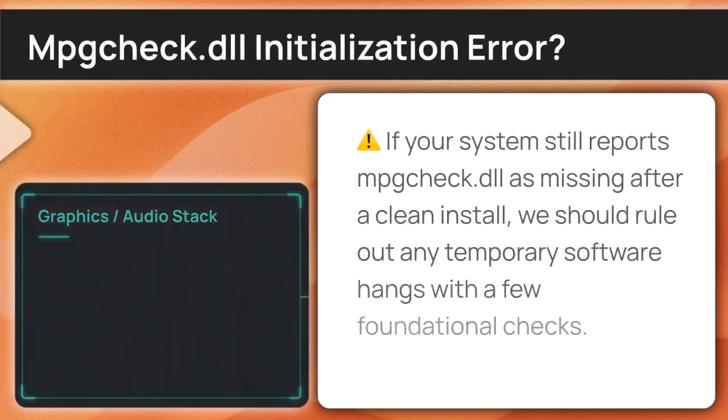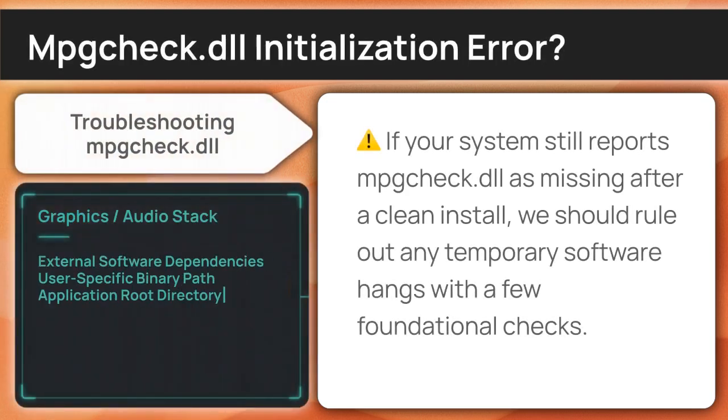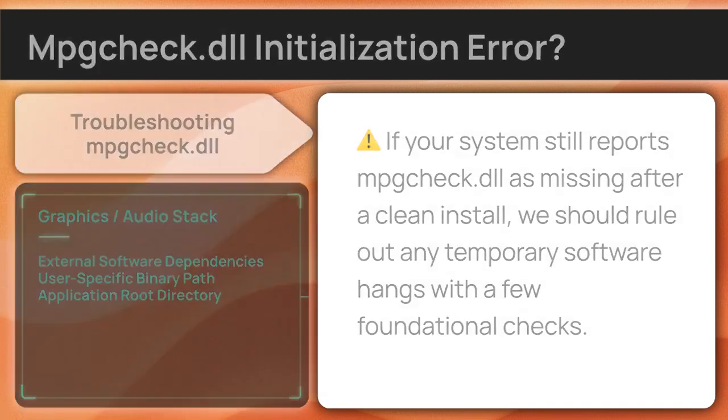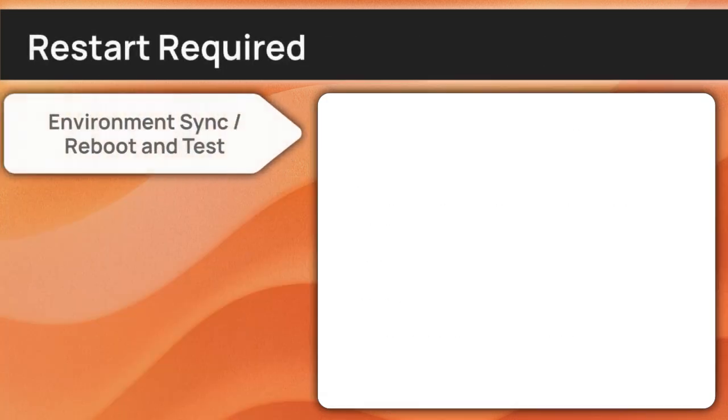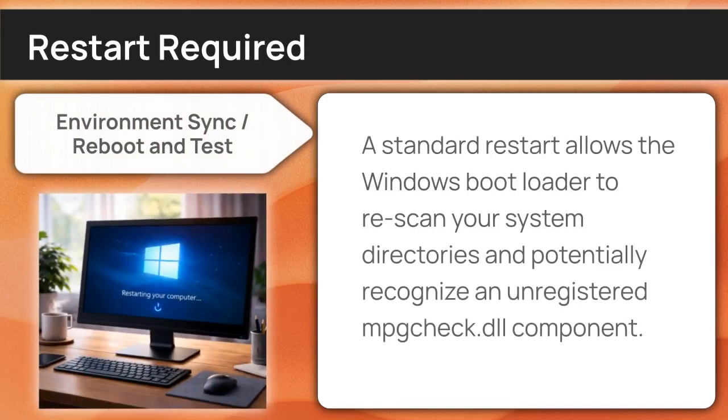If the redistributable repair didn't resolve the pop-up, the next logical step is to analyze the local environment for process conflicts. A system reboot is a reliable way to clear away zombie processes that might be interfering with Mpgcheck library. It's a low-impact step that ensures your operating system is starting with a synchronized environment.